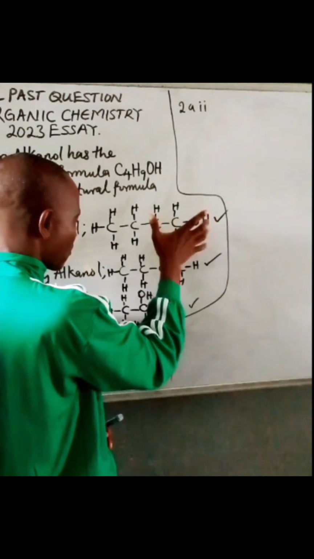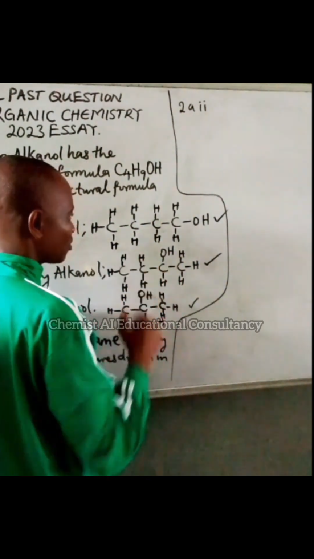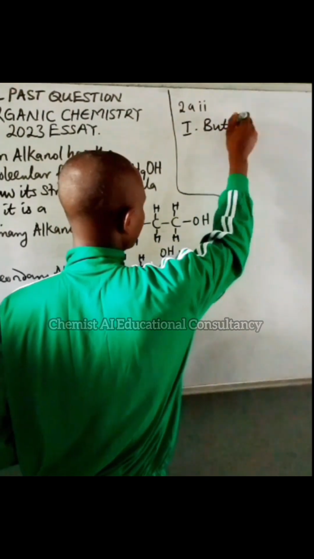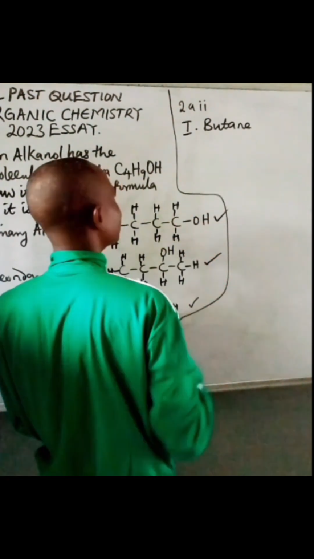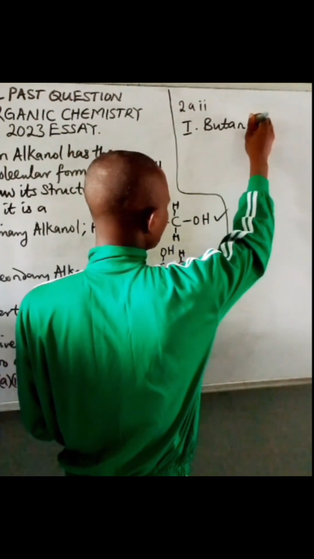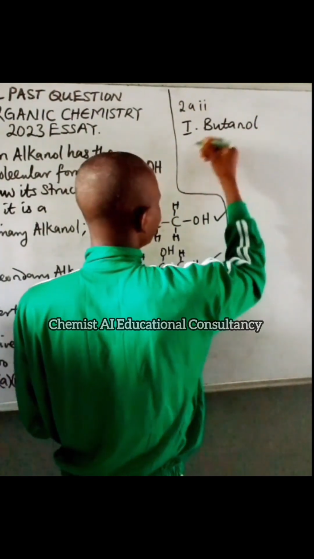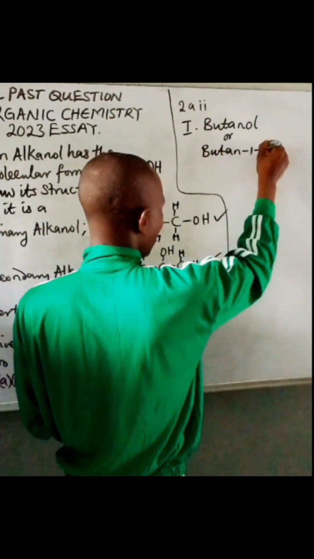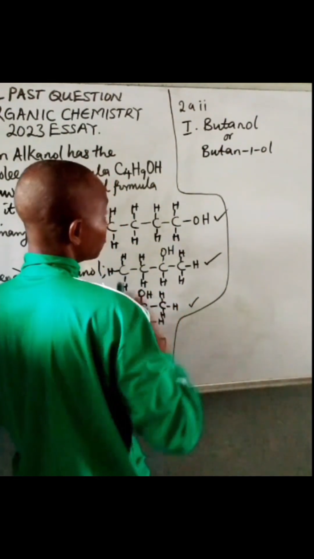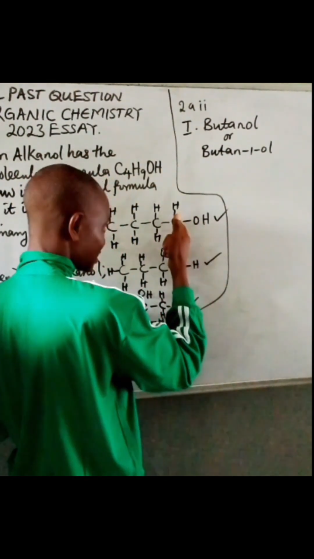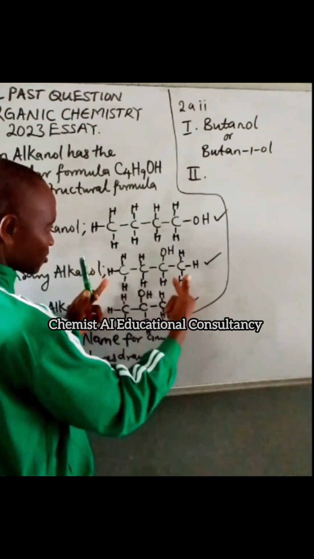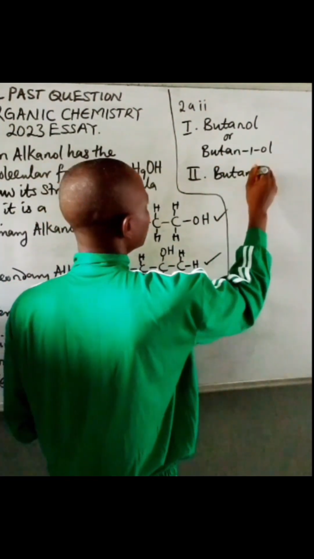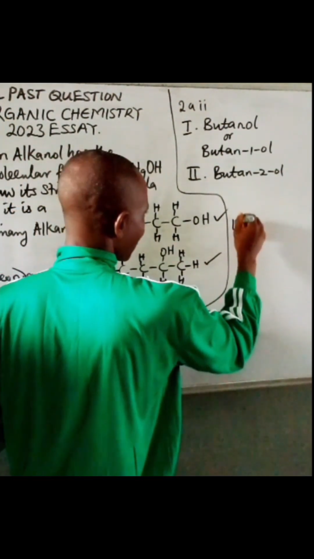This particular one is simple to name. 1, 2, 3, 4. 4 carbon atoms is butane, right? And this OH is attached to the first carbon. So you remove E and put OL. That is butanol. You can also name it butan-1-ol, specifying where the OH is attached. First carbon. II. This particular one, the OH is attached to the second carbon. So it becomes butan-2-ol.